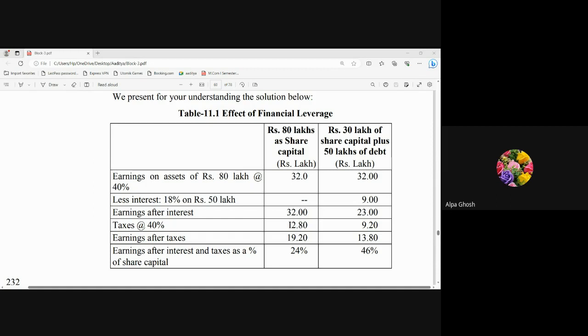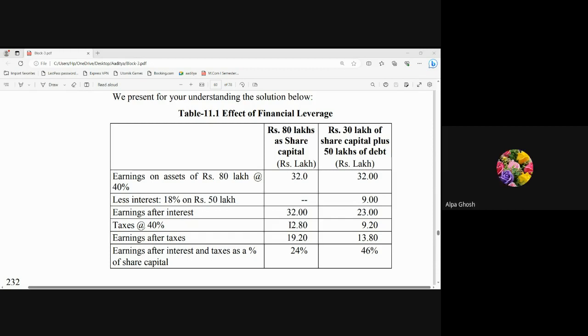Now the question states that against 80 lakhs of capital structure, your earnings are 40%. So 40% of 80 lakhs will come equal for both the options, 32 lakhs. Am I clear? Yes, ma'am.